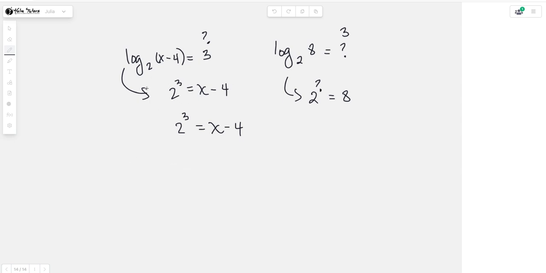If I ask a similar question, log base 3 of x minus 5 is equal to 2, what's your next step?